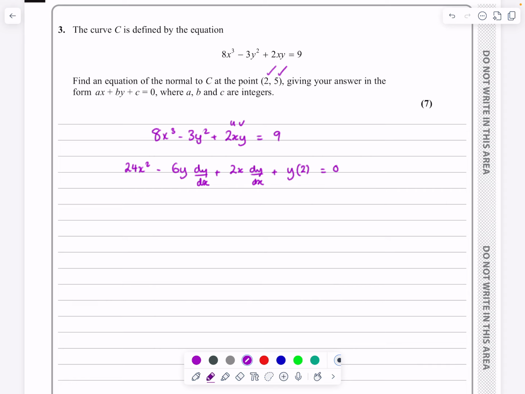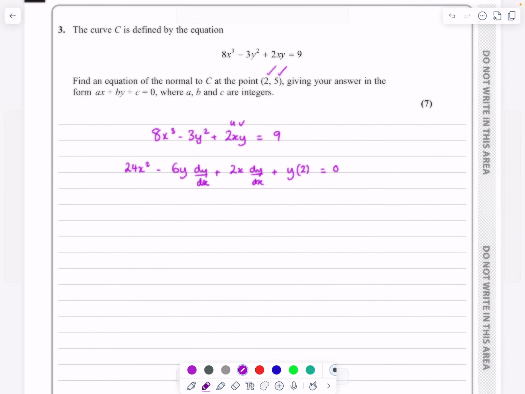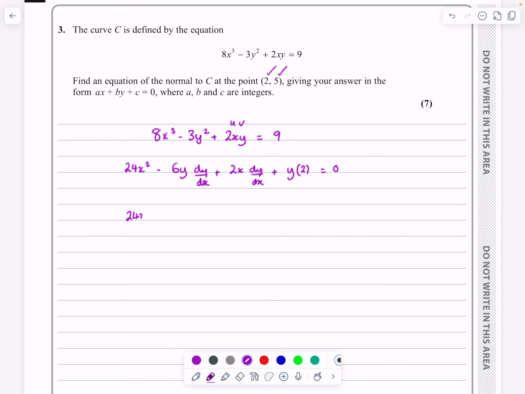Right, what are we trying to do? We're trying to get dy by dx. So let's just tidy up what I've got here. I've got 24x squared minus 6y dy by dx plus 2x dy by dx plus 2y equals 0. So I'm now going to take the dy by dx's over to one side and leave the other two terms as they are. I'm actually going to move the, which way around shall I do it? No, I'll leave the 2x minus 6y.